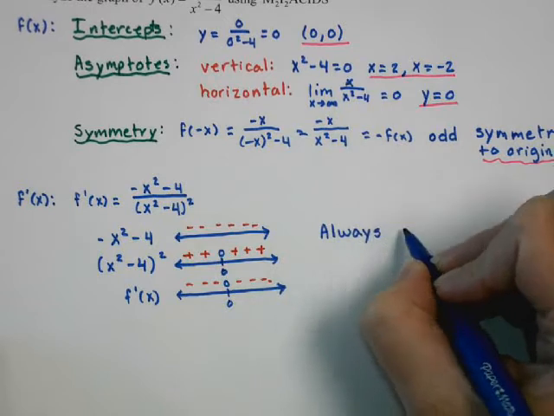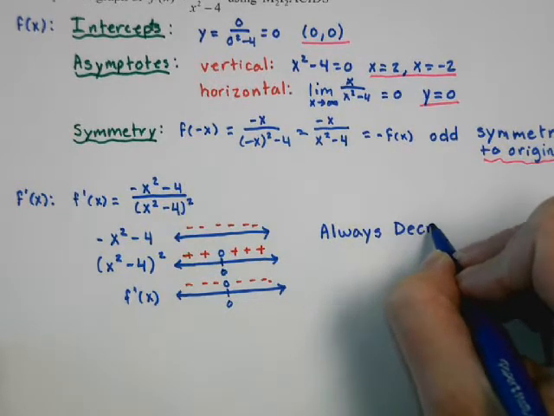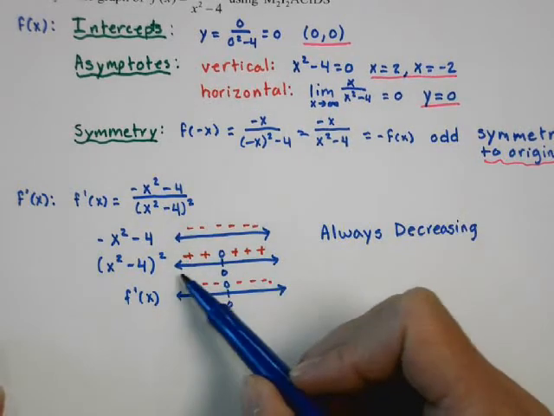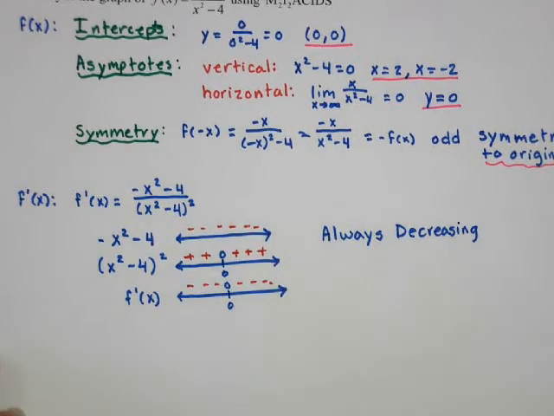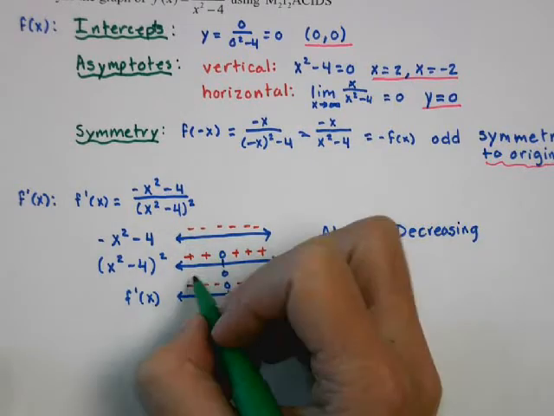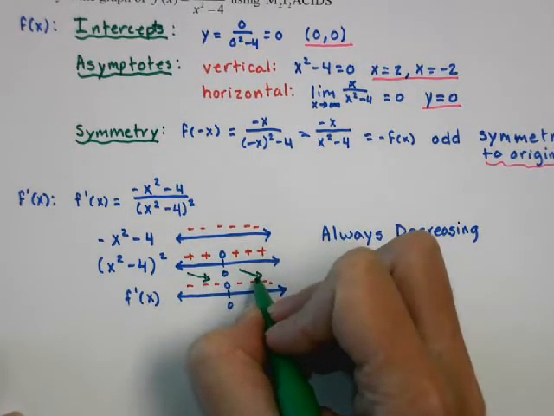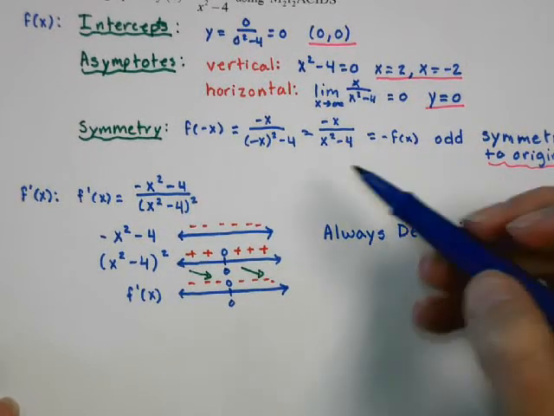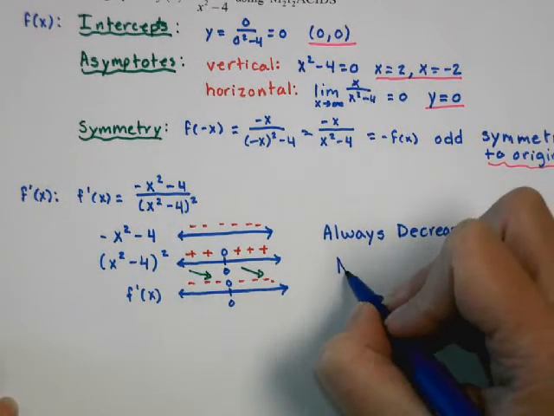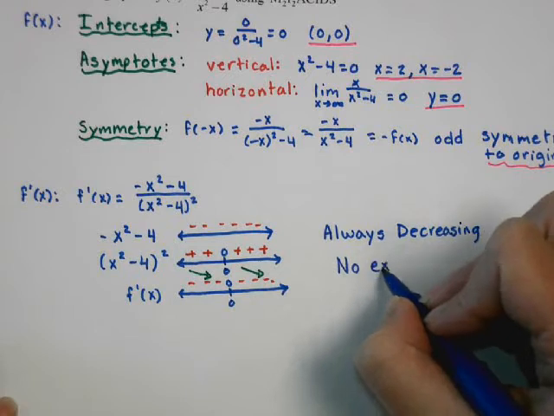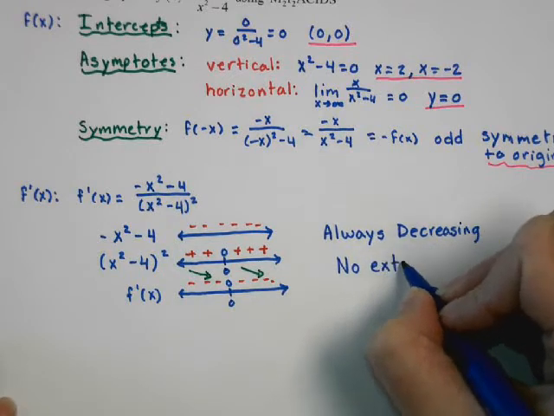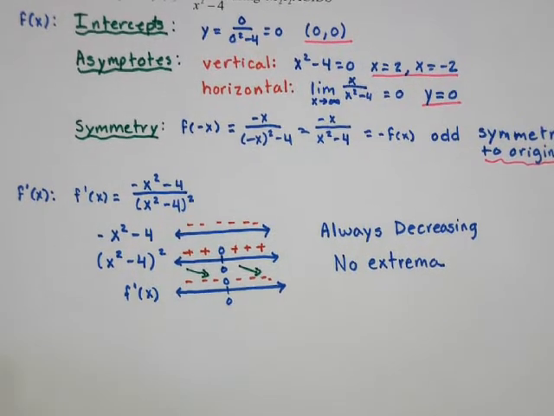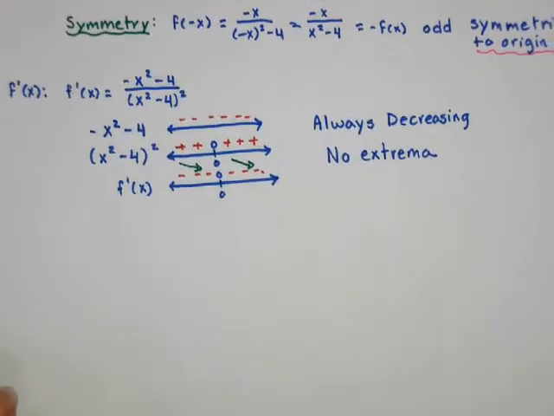Okay, since there's no change, this is decreasing to decreasing, that means this graph does not have any critical point. Well, it has one critical point, but it has no extrema. So no maximums or minimums. Next, we're going to look at the second derivative.